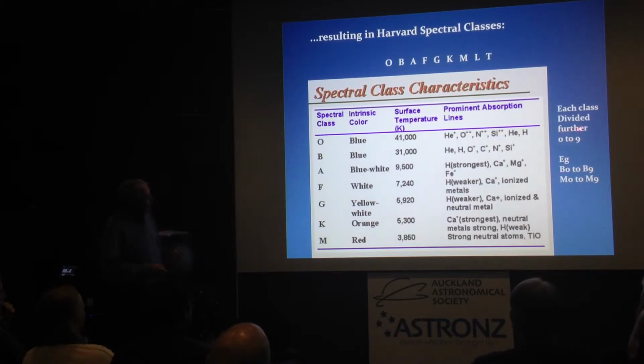For example, our sun is a G2 star. You can get a B0 right through to a B1, 2, 3, right through to 9, you can get an M. So each one of those is then broken down with a sub-number 0 through to 9.